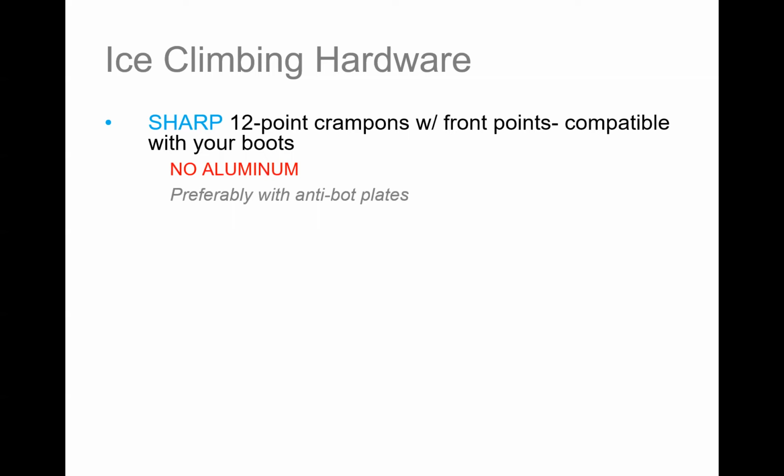The ice climbing hardware, you want sharp 12-point crampons with front points. You want them compatible with your boots. No aluminum. Aluminum will not stick to ice. And if you have aluminum crampons, I encourage you to bring them to the first field trip as a second pair and walk out on the ice and actually get a feel for why they're not appropriate.